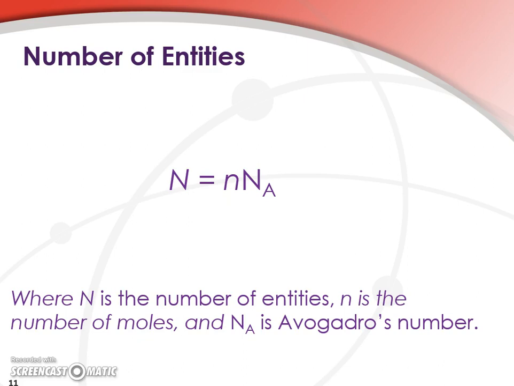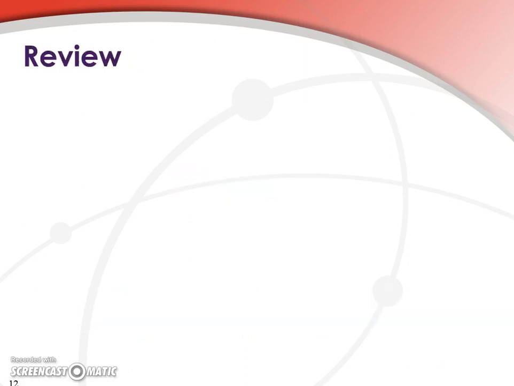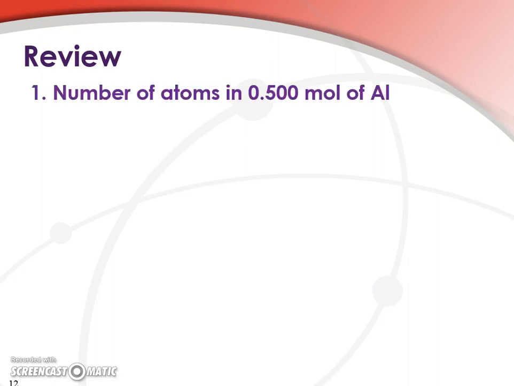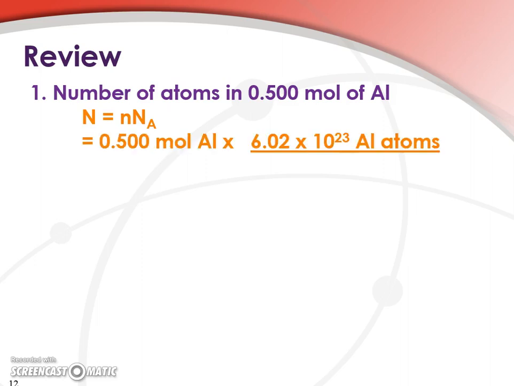And of course, our equation for number of entities, we can do more than talk about just 1 mole. We can calculate the number of entities by multiplying the number of moles, small n, by Na, to get the number of entities, large N. So if we have half a mole of aluminum, we can simply use the equation, multiply 0.5 times 6.02 times 10 to the 23, and get 3.01 times 10 to the 23 aluminum atoms.